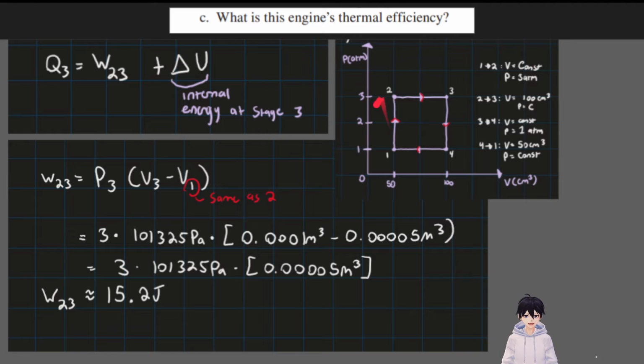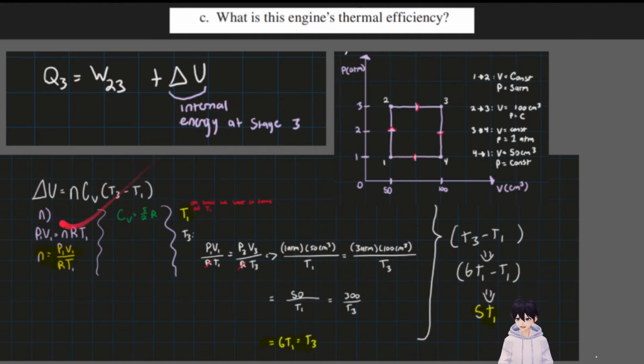It's kind of confusing when I was trying to figure out how to do this, because I was looking at references, but the volume's the same. So for now, for the pressure at 3, it's 3 atmospheric pressure multiplied by 101,325 pascals to convert it to SI units. I already converted these ones right here, which is 0.0001 meters cubed minus 0.00005 meters cubed, and then you get these numbers right here, and that leaves you with 15.2 joules.